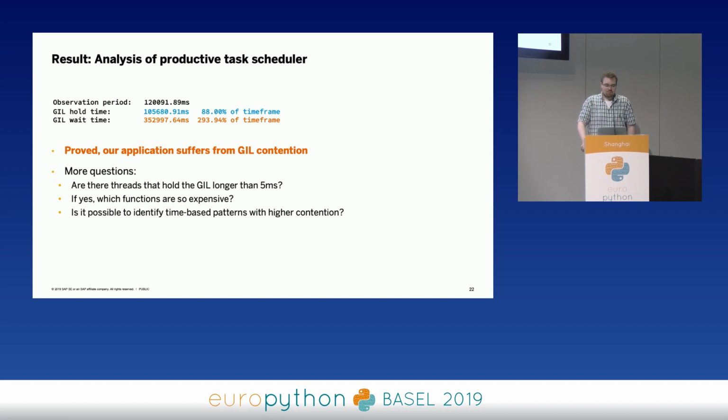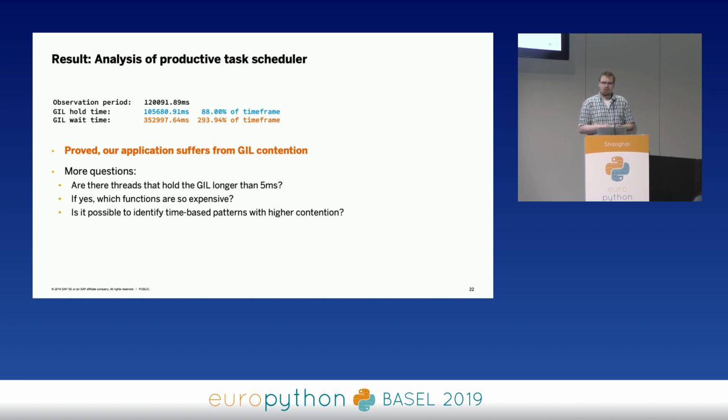The main question which first came up is: are there threads holding the GIL longer than 5 milliseconds? Or do all threads give up the GIL quite fast and we are hitting the limit of switching around various threads? That would be one possibility, but let's take a look if we actually see that in our infrastructure. If we see that, I would like to know which function is taking so much time and which function is not releasing the GIL.